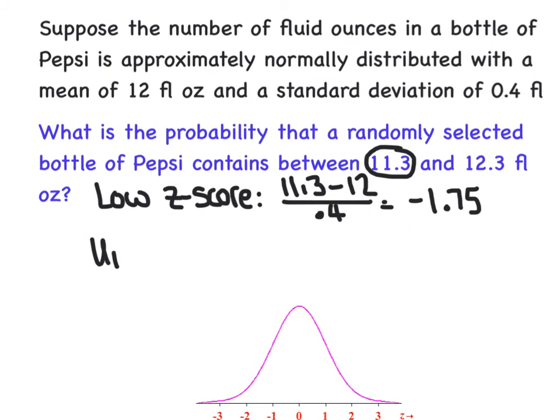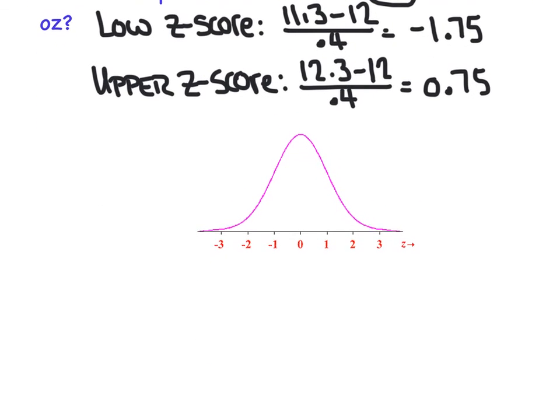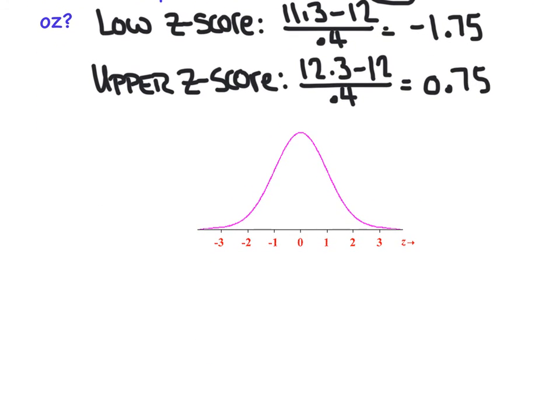What's my upper z-score? All right, let's see what we got cooking here. Now, this number, the 12.3, is above the mean. So when I do 12.3 minus 12, I'm going to get a positive number divided by the standard deviation, and I got a positive 0.75. So let's shade in the corresponding part of our graph so we can visually, geometrically see what's going on here. Negative 1.75 puts us in this neighborhood, and positive 0.75 lands us there. We're going to shade in everything in between.